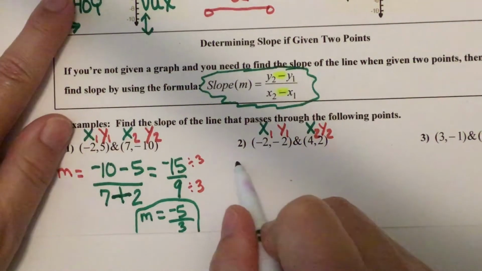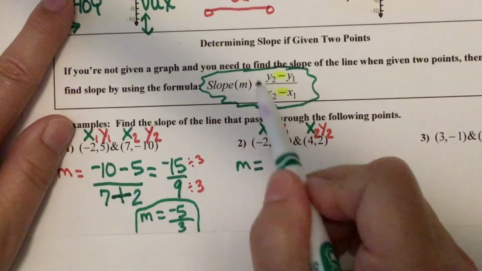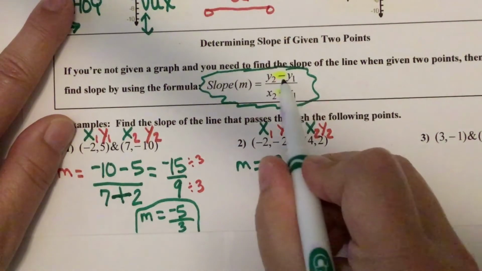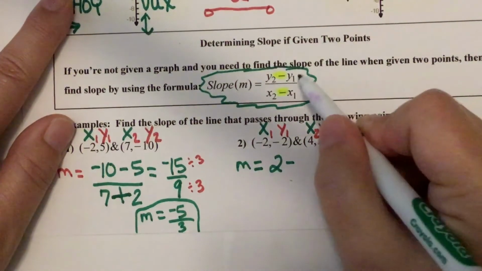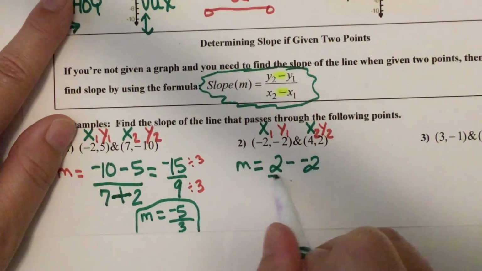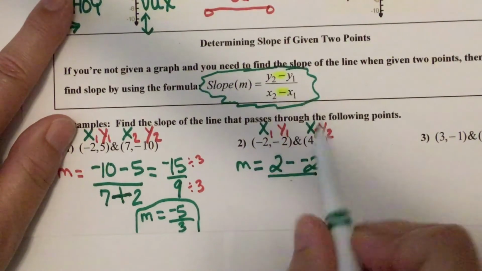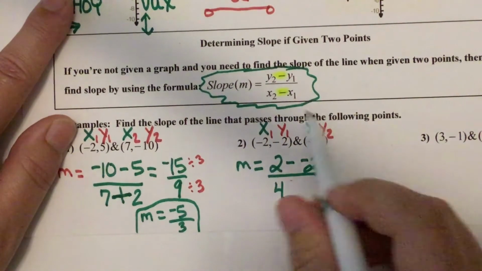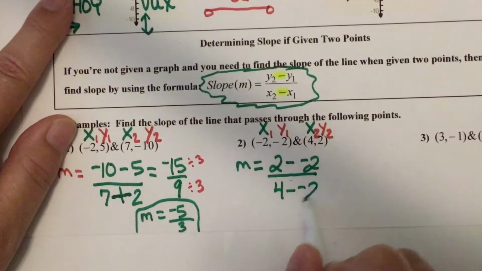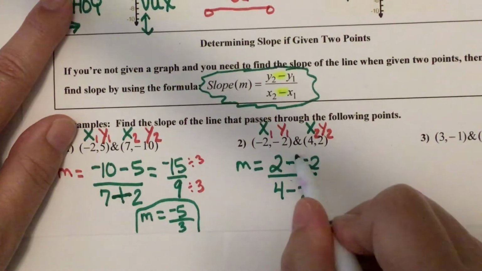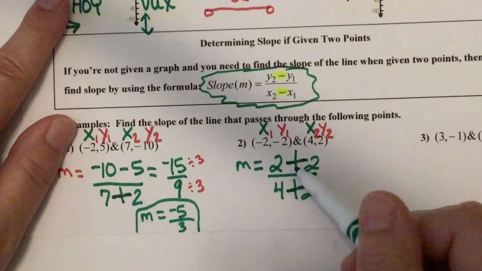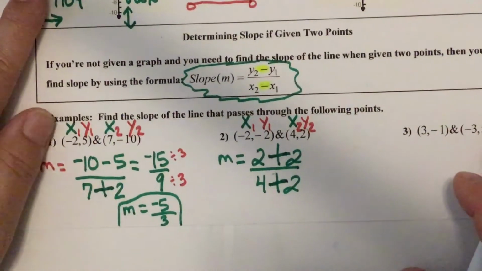All right, now we're going to do exactly what the formula says. It says write down your y2, and y2 is this positive 2 here. Put your subtraction sign, and then write down y1, and y1 is this negative 2. Put your division bar, write down x2, and x2 is this 4. Put your subtraction sign, and then x1 is this negative 2. Okay, I have a minus a negative, that's going to make a plus. So these both turned into pluses because I subtracted a negative number.